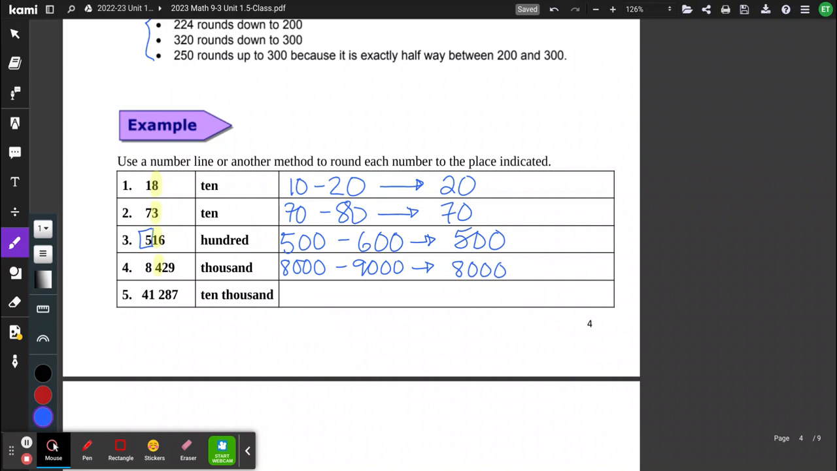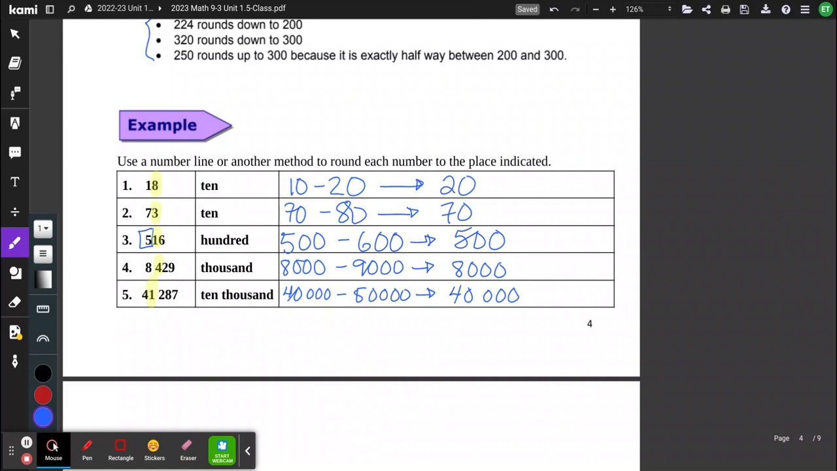Now this one wants 10,000. So 10,000 is the 4. So I'm going to look at the number after it, the 1. The 1 will not make the 4 do anything. So I have 40,000 to 50,000 is where my number should be. And it's going to round down to the 40,000. Okay? All right, turn your page, please.